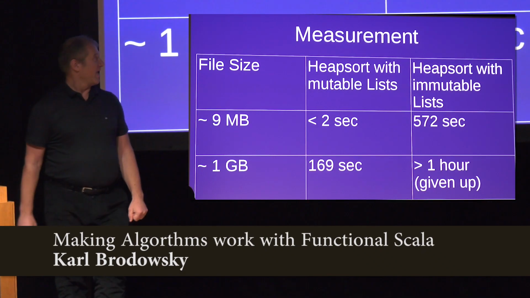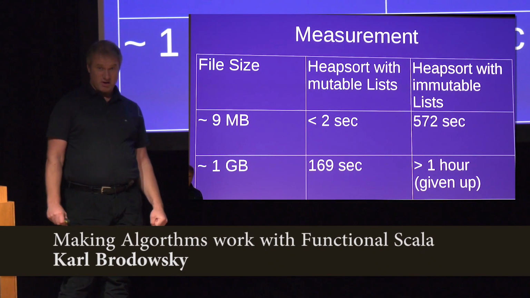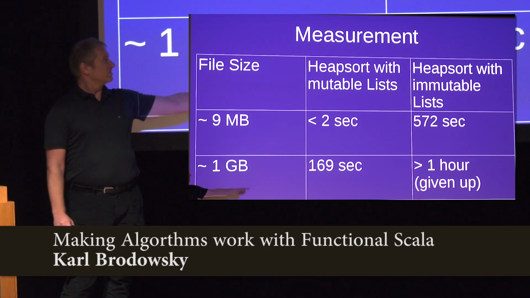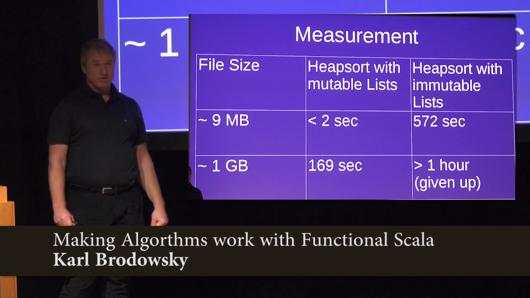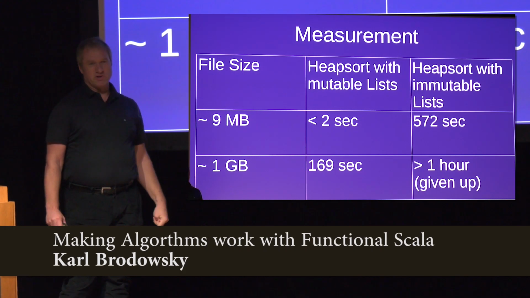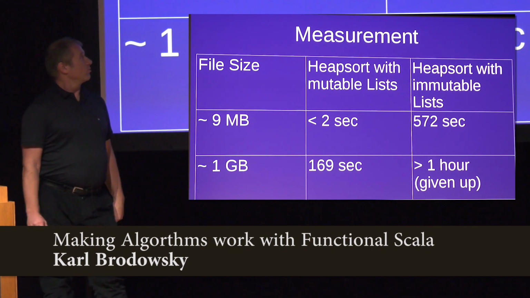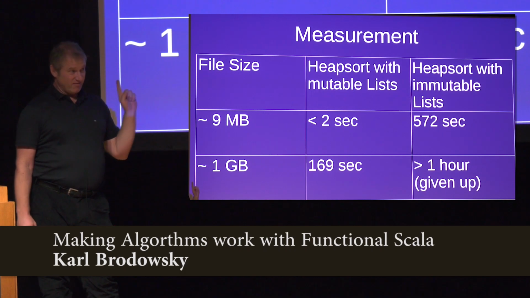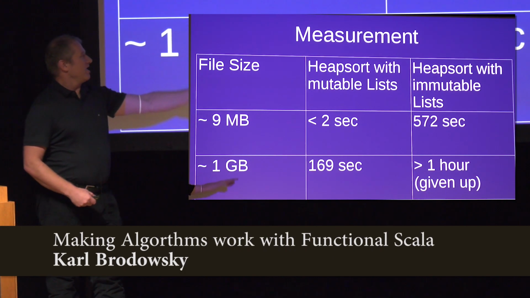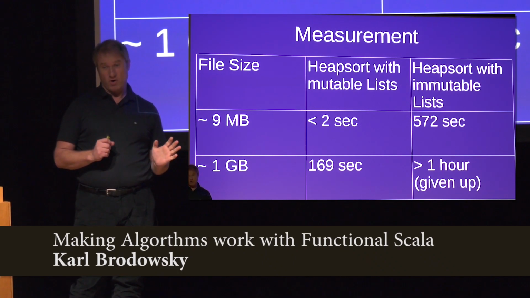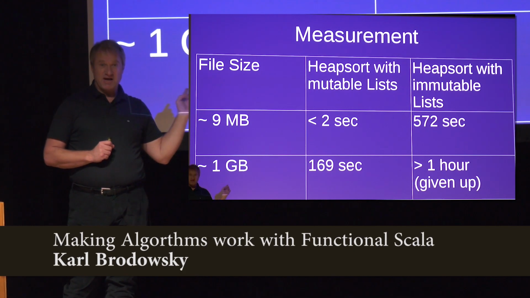So I did some experiments. It was 2 years ago, so maybe it's a little bit different now. But when you use the immutable collection of Scala, it was basically totally unusable. And you could use the mutable one, and it kind of worked. I just give you a hint, I did the same with Clojure, and the immutable one was quite okay. It was just 30% slower.